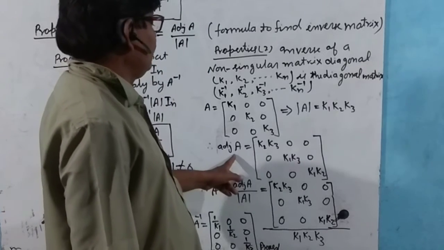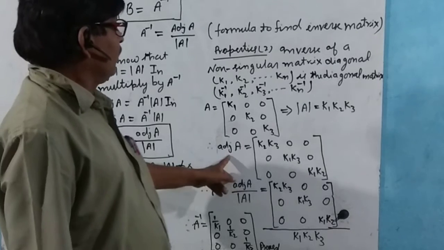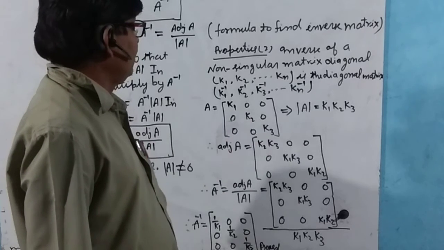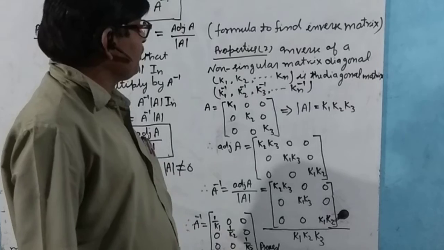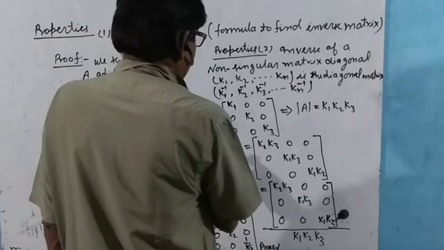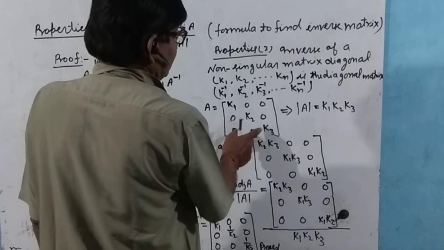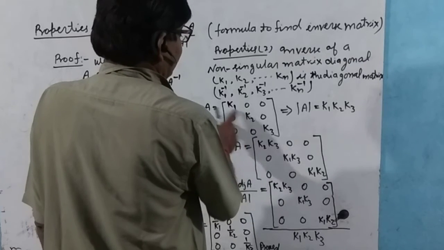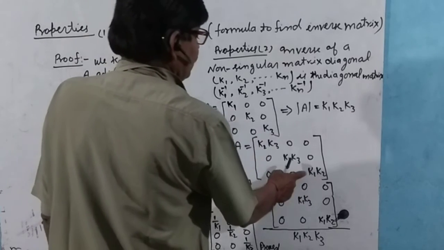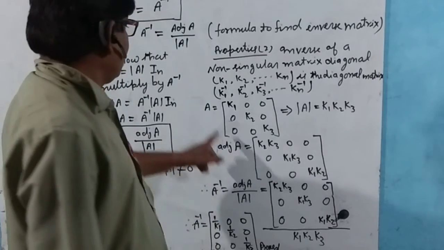Now adjoint A. We take the matrix of the cofactors of these elements, and the transpose of the cofactor matrix is known as adjoint A. So that we get adjoint A with K2 K3 in the first position, then K1 K3, and K1 K2 in the last.